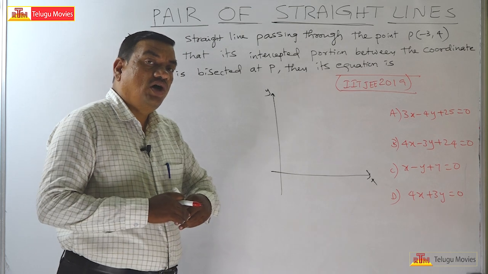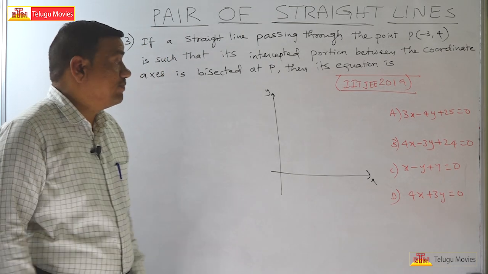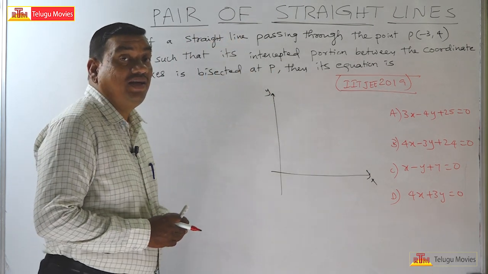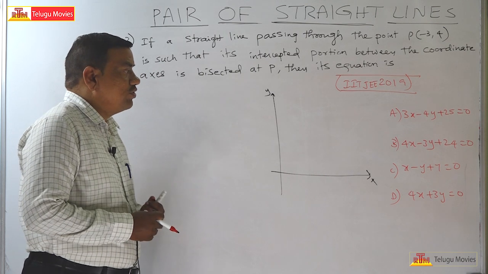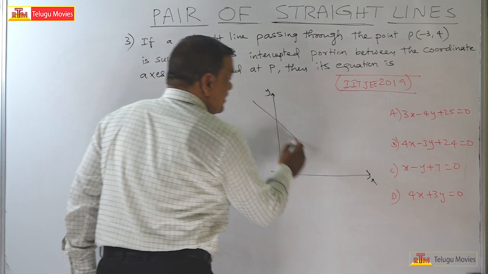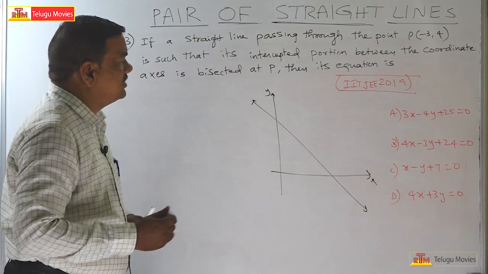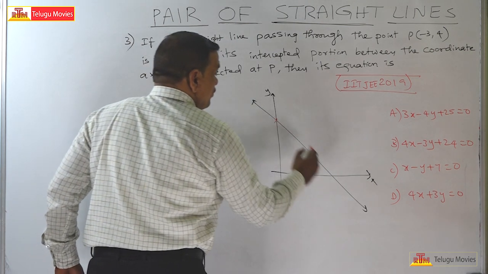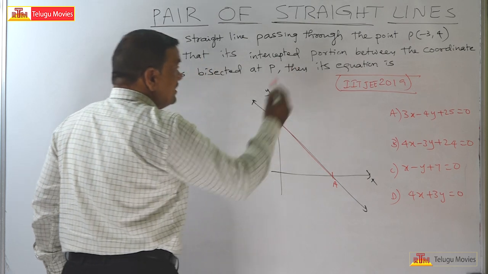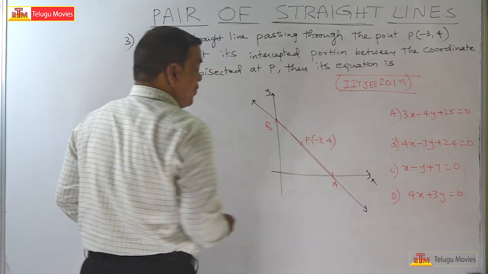So there is no option verification, no elimination process here. All equations appear to be correct, so we have to find the complete solution. How to proceed here? There is a line, and this is the intercepted portion between the coordinate axes, AB. Its middle point is given, that is P(minus 3, 4).